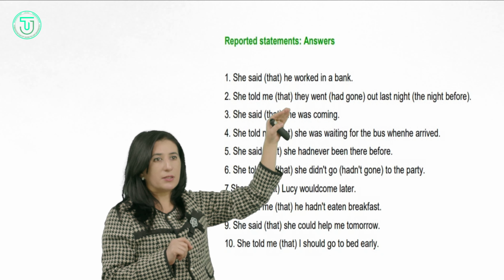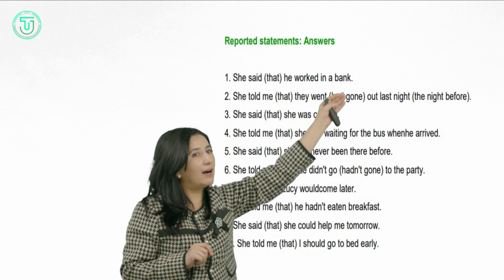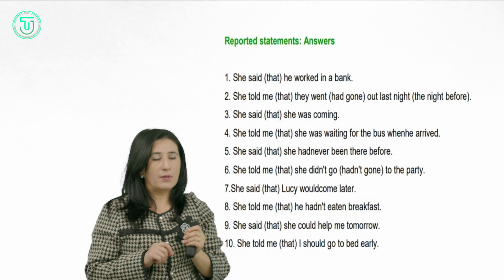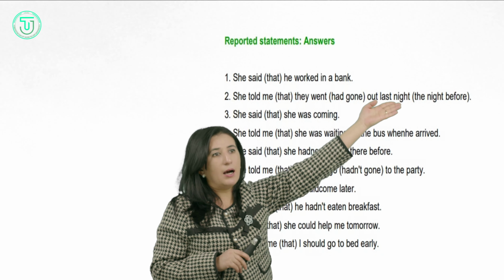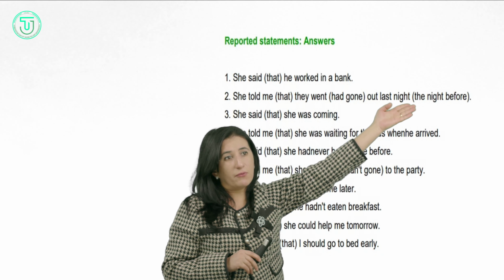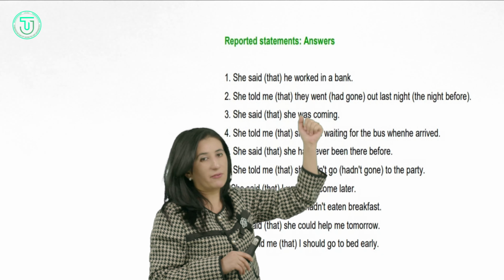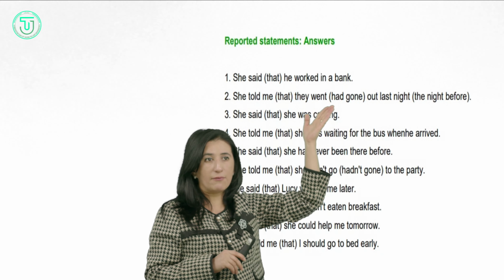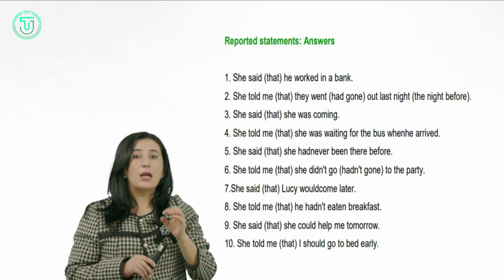The second statement: she told me that they went or had gone out last night. Why do we have the two tenses in here? The last night or the night before, we can keep the past tense or the past perfect tense. Why are we having the two tenses here?